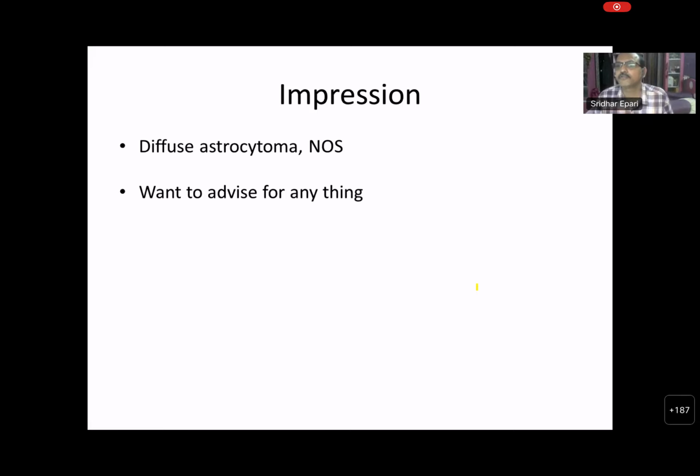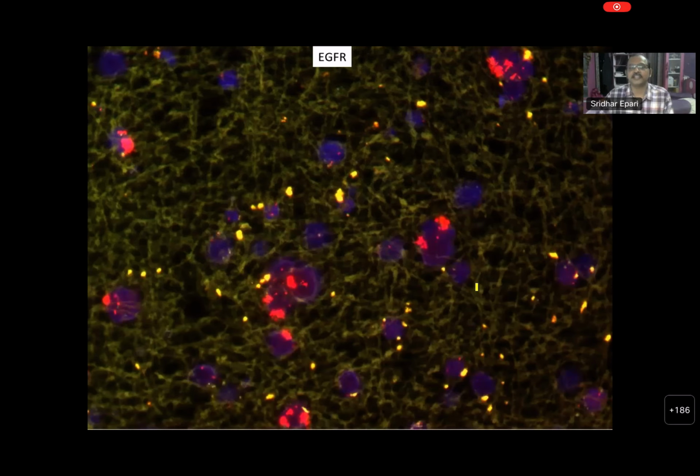No, sir. To call grade 4, you need to prove that it is not an IDH mutant type, or you need to prove any molecular markers of glioblastoma like TERT promoter mutation and EGFR. So you have to advise. The easier thing is to do the EGFR amplification. What you got is an EGFR amplification. The red implies EGFR. What does it mean now?